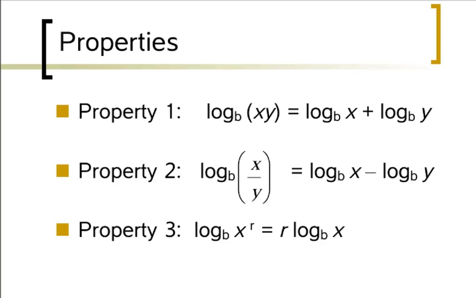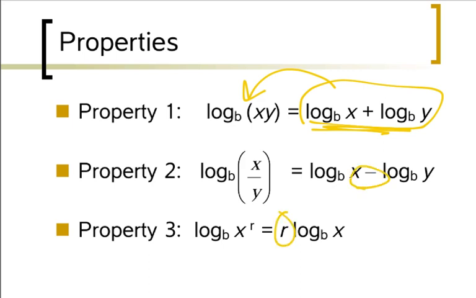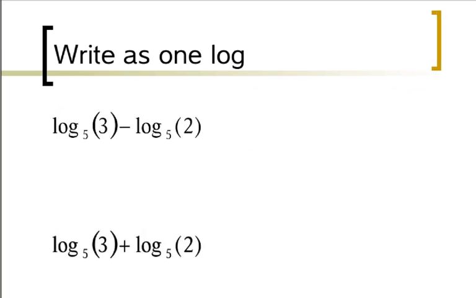Alright class, in this lesson we're going to take a look at using the properties going from the right side over to the left side. In other words, we're going to take things that have plus signs and minus signs and roots out in front, and we're going to rewrite them in the more simplified version, and we call this compressing logs, writing them as a single logarithm. So the directions will just say write as one log. In other words, compress the log.